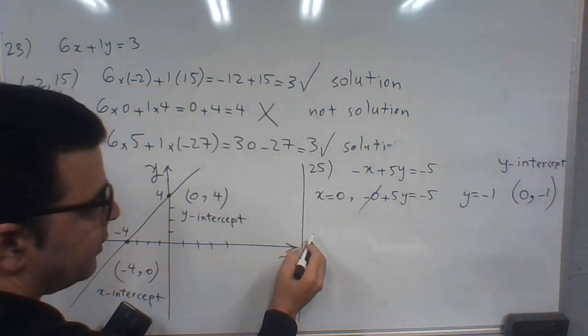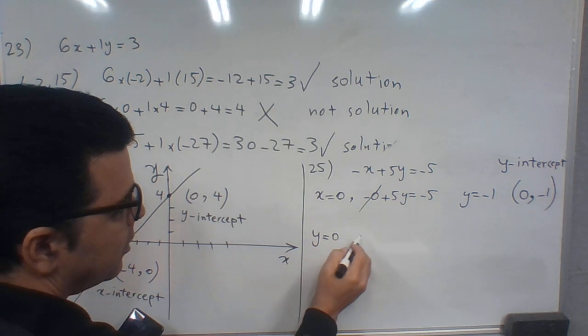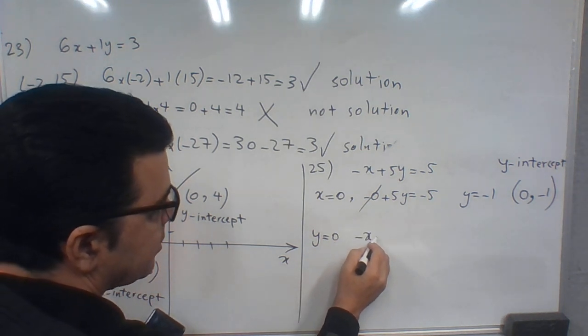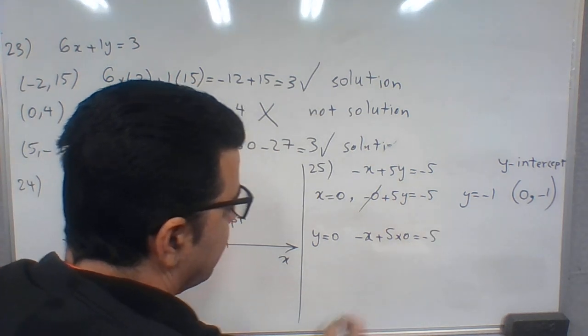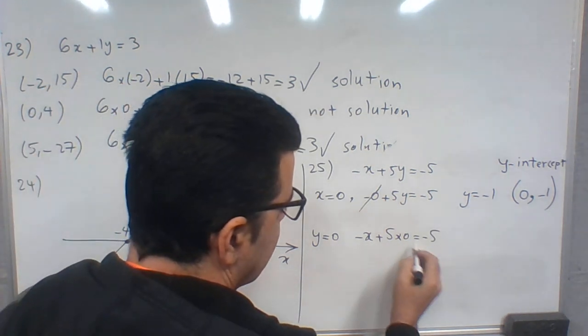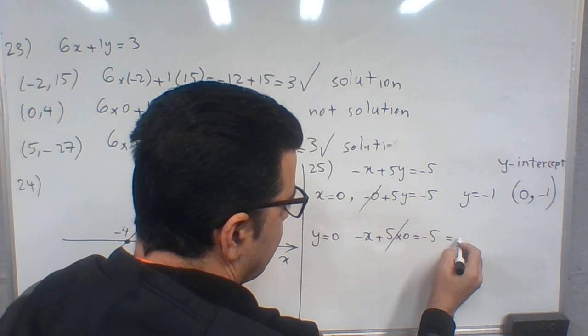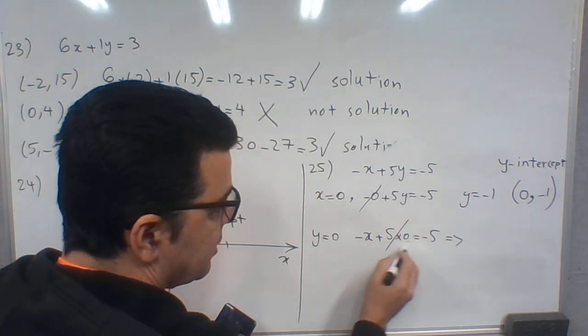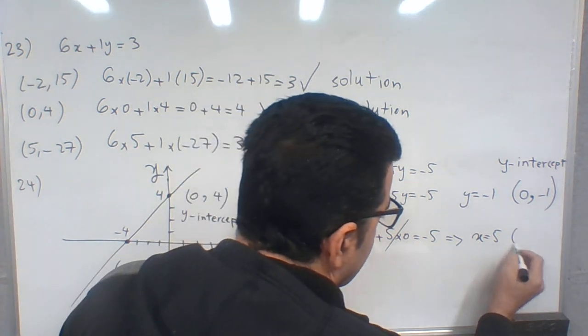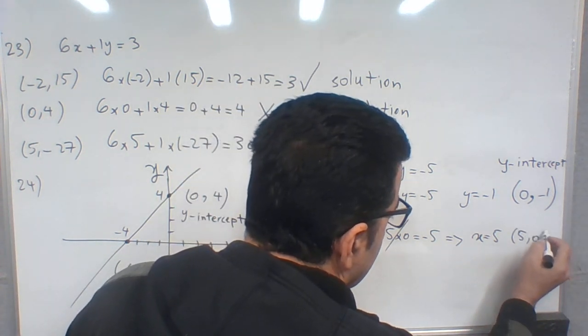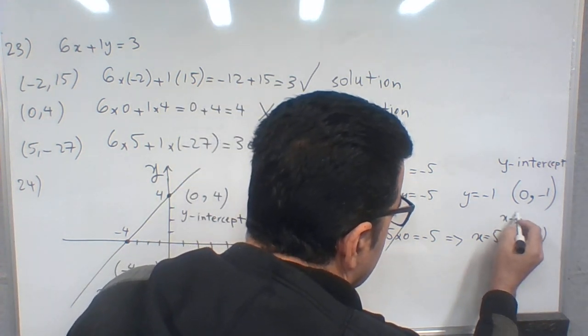And then y equals 0, we will have negative x plus 5 times 0 equals negative 5. So it will be this 0. So negative x equals negative 5, so x equals 5. So 5 and 0 is the x-intercept.